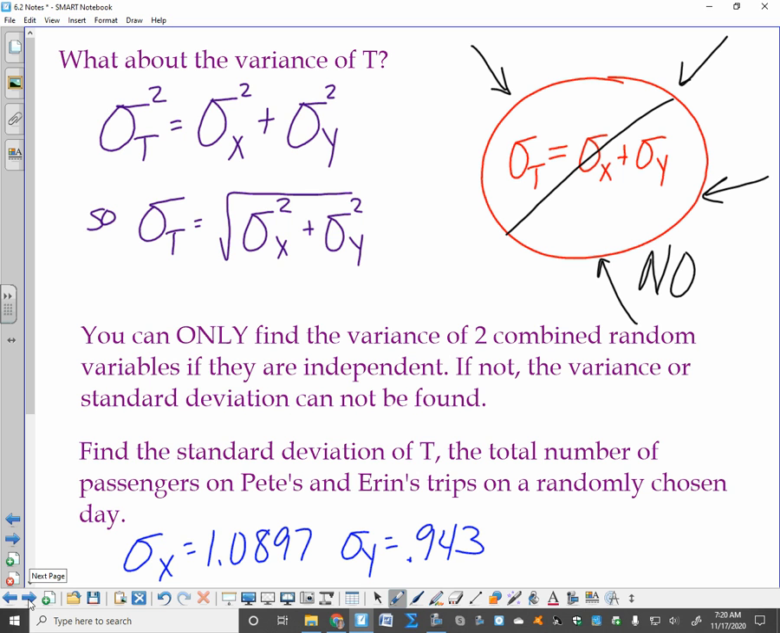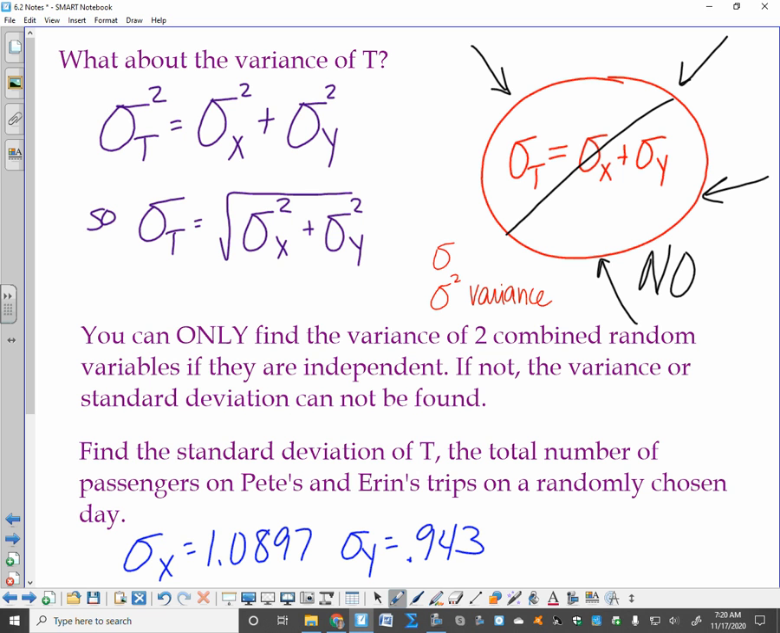Okay, what about the variance of T? This is really, really important, so I'm going to slow down just a second. All right, variance is sigma squared. So sigma is the standard deviation. Sigma squared is called the variance. It's just sigma, the standard deviation, squared.